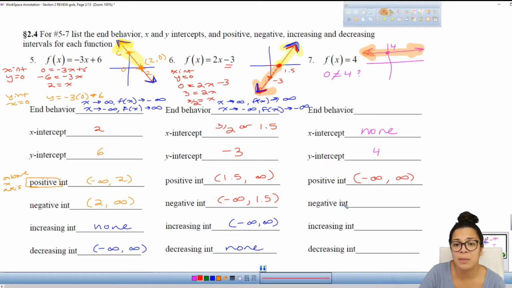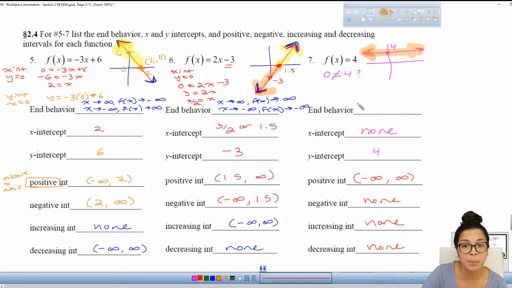And then the negative interval, there are no pieces that will have a negative y value, so that would be none. The increasing interval, there is no piece that goes up from left to right, so that is none. And for the decreasing, there is no piece that goes down from left to right, so that's also none.